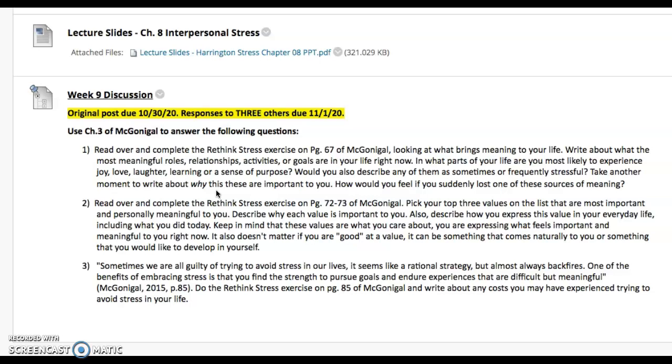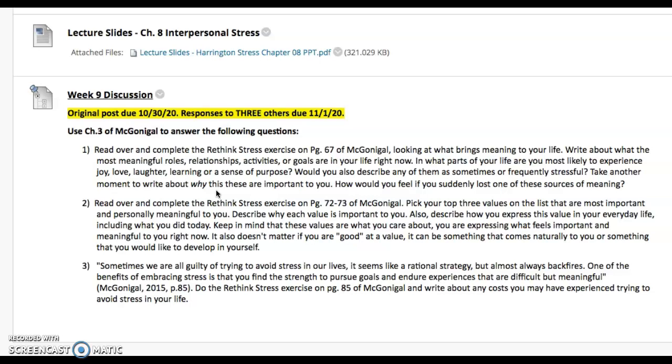Would you also describe any of these as sometimes or frequently stressful? So here again, I think the key is to understanding that even good things in our lives are stressful. And especially this week, we're talking about interpersonal stress. Sometimes relationships bring the most joy and also the most stress. And sometimes we think, well, how can that be? Because anything that brings joy can bring stress.